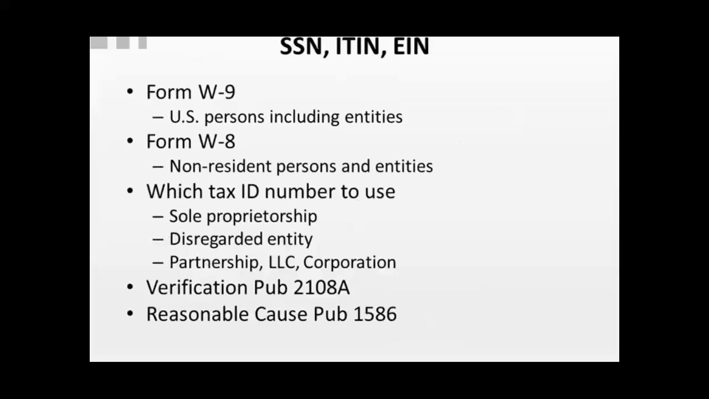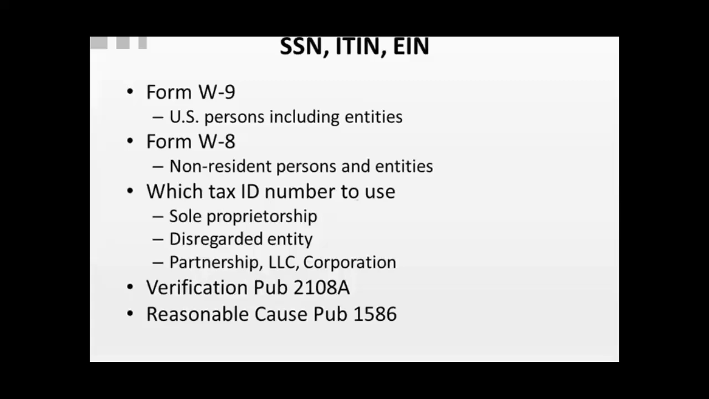We're looking at where you get the information for this. Now, you can get the tax ID information and name from just about anywhere. But a best practice is to ask for and get a W-9 because it provides other information that you might want to know about the entity other than their name and ID number. So for a U.S. person, including entities, you want a Form W-9. For non-resident persons and entities, you need a form in the W-8 series.